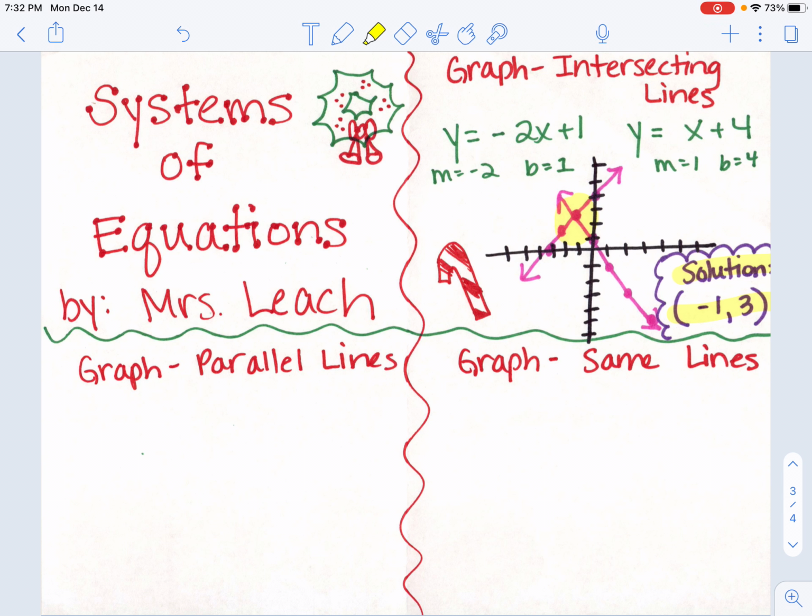Okay? On the bottom, you need to do a graph that will end up with parallel lines as your solution and a graph that ends up with the same lines. And those will be chosen from your system of equations that I gave you. Okay? All right, now that's the first 4 boxes.